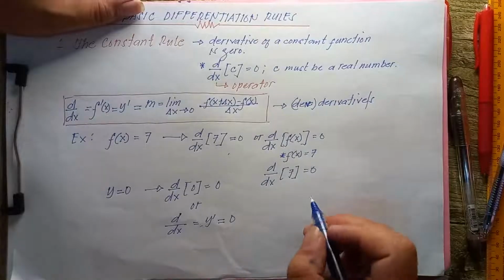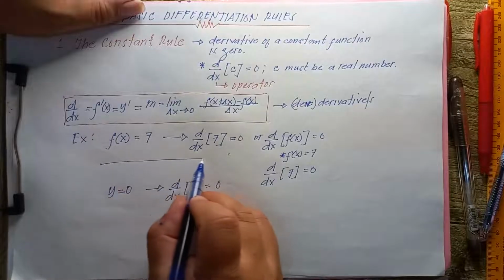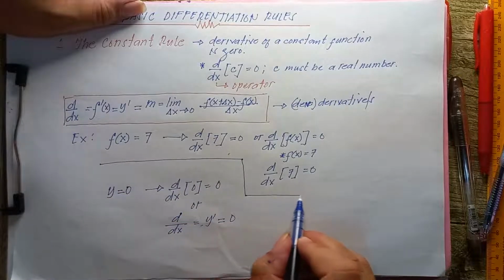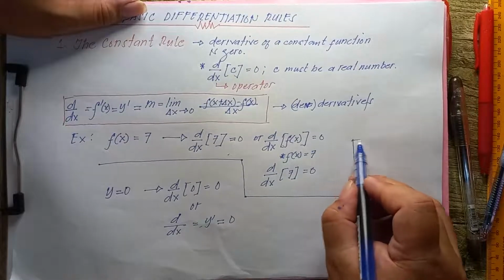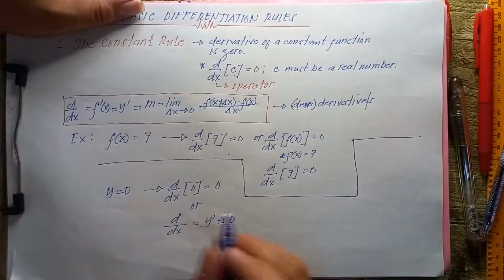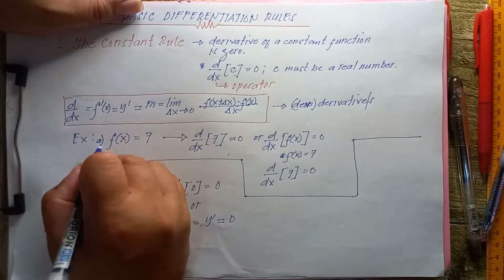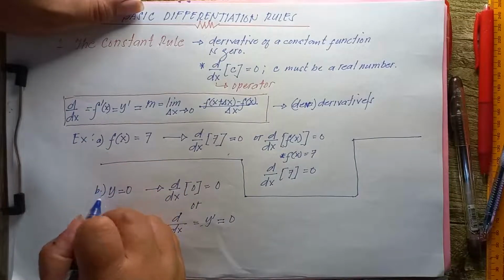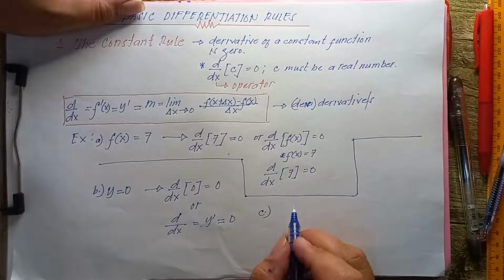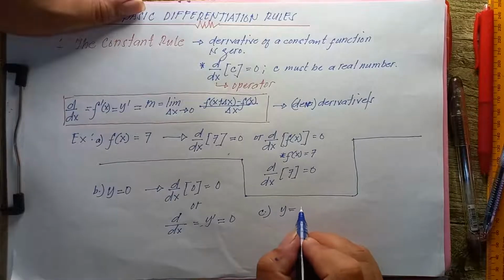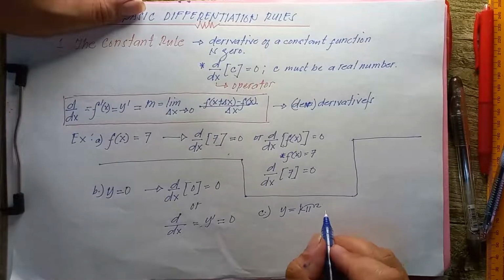Now, what about if we have this one? Okay, another one. So we have in here, shall we say this is number 1 or letter A? Okay, letter B. What about if we have letter C? So our letter C can be written as y is equal to k pi squared. What is the derivative?